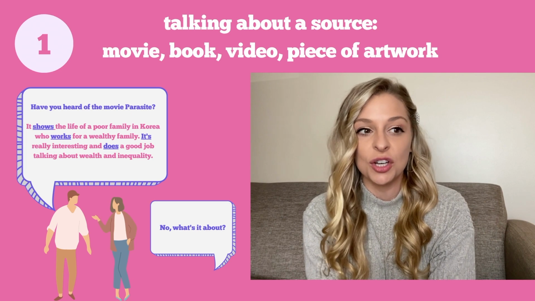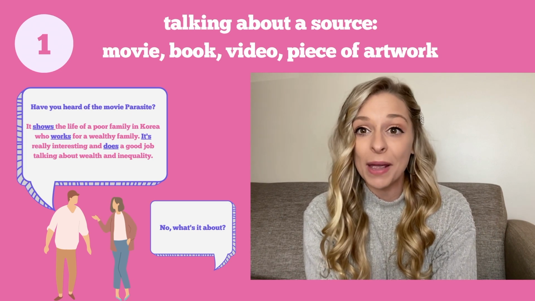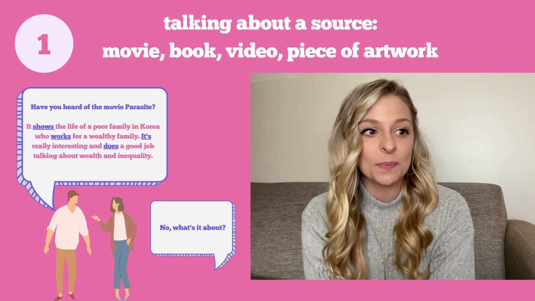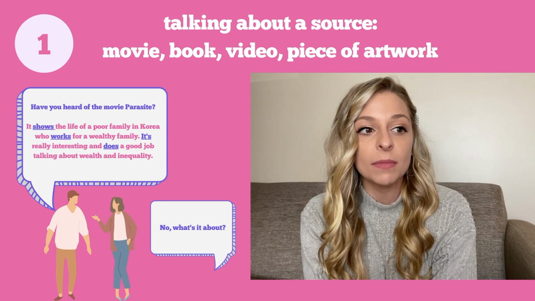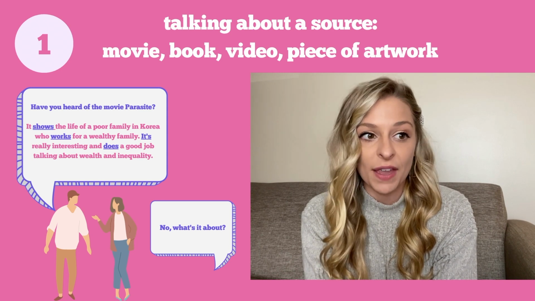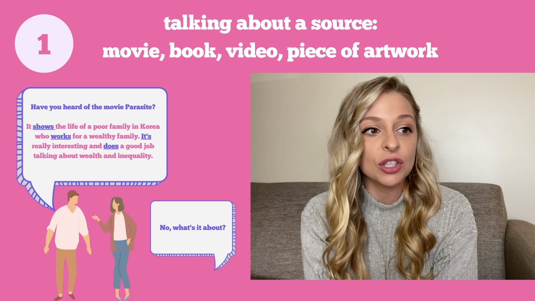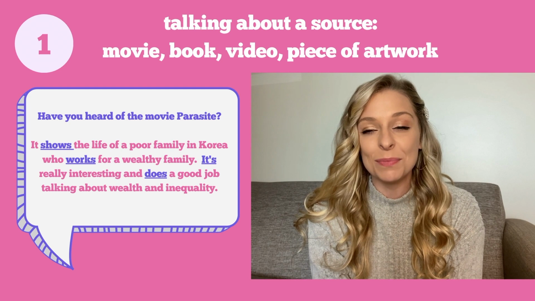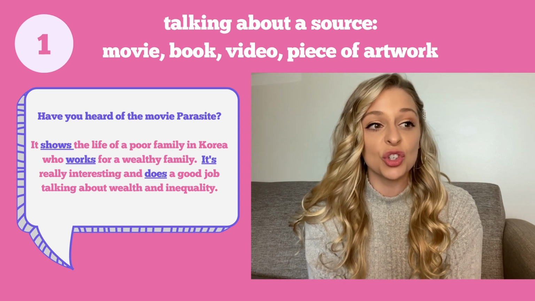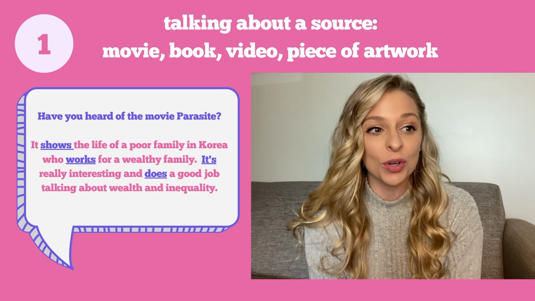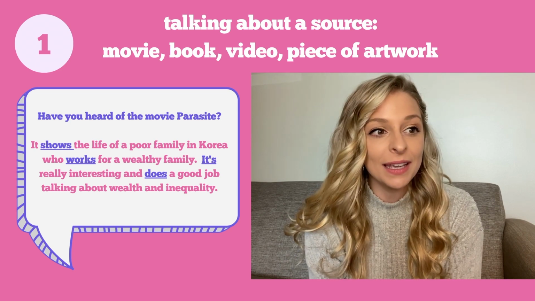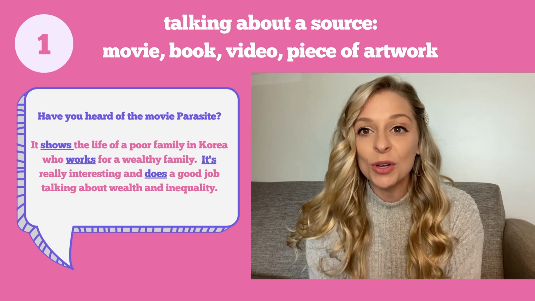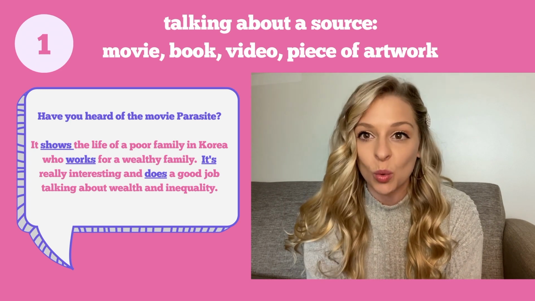Maybe in a conversation, your friend says, "Have you heard of the movie Parasite?" And then you say, "No, what's it about?" And then your friend says, "It shows the life of a poor family in Korea who works for a wealthy family. It's really interesting and does a good job talking about wealth and inequality." So here you can see the simple present being used several times. It shows the life of a poor family in Korea who works for a wealthy family. It is really interesting and does a good job. So here we're using the simple present to talk about a source.